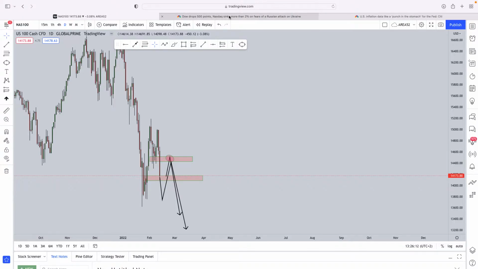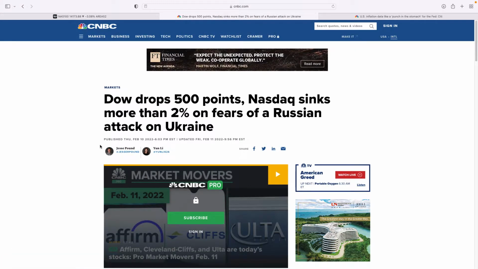Now the first article that we are going to look at is from CNBC. It says here, Dow drops 500 points and the NASDAQ 100 sinks more than 2% on fears of a Russian attack on Ukraine. Now yesterday we had one of the people at the White House that came out and they said that there is now a high possibility that Russia could invade Ukraine. But remember one thing, that's a speculation, it's not certain, so we still need to wait and see if that is really going to be the case and if it really is going to happen.